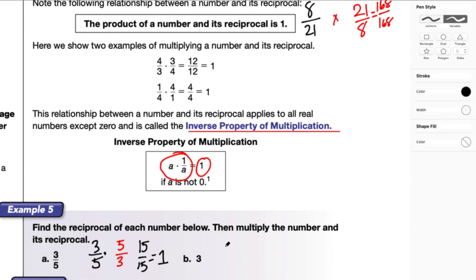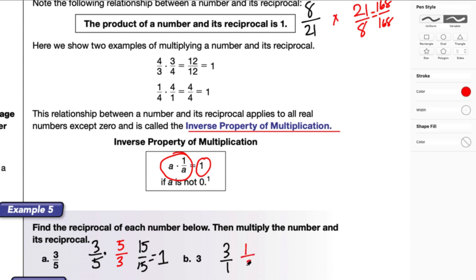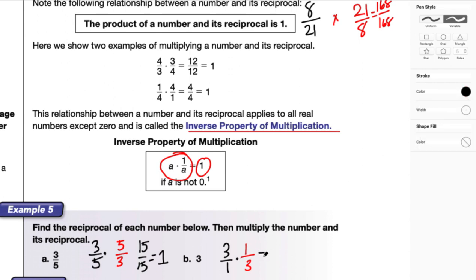Let's try the same thing with this one. Here we have the number 3. I can write 3 as 3 over 1. When I take the reciprocal of that, I get 1/3. If I multiply those two values together, I end up with 3 over 3, which is 1.